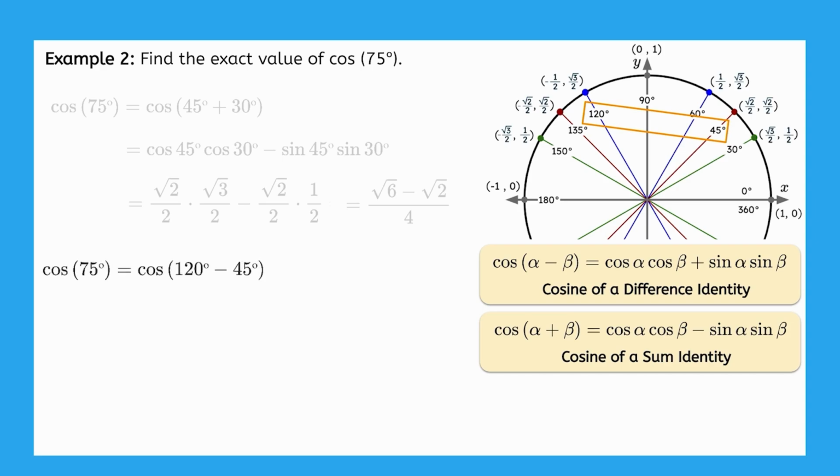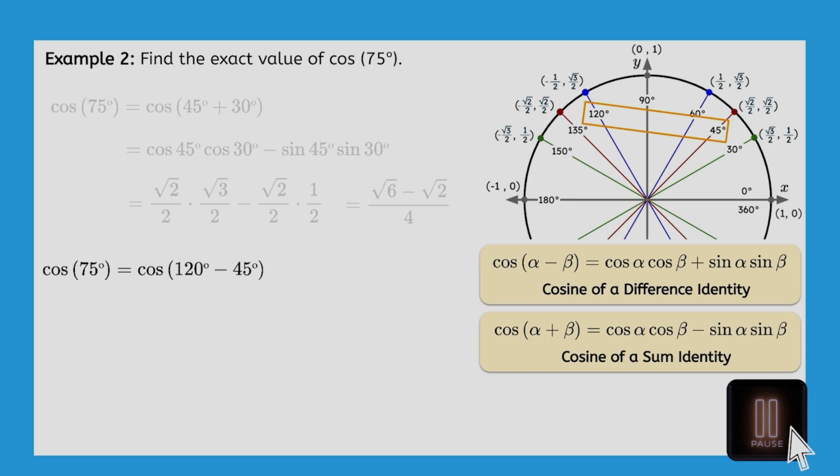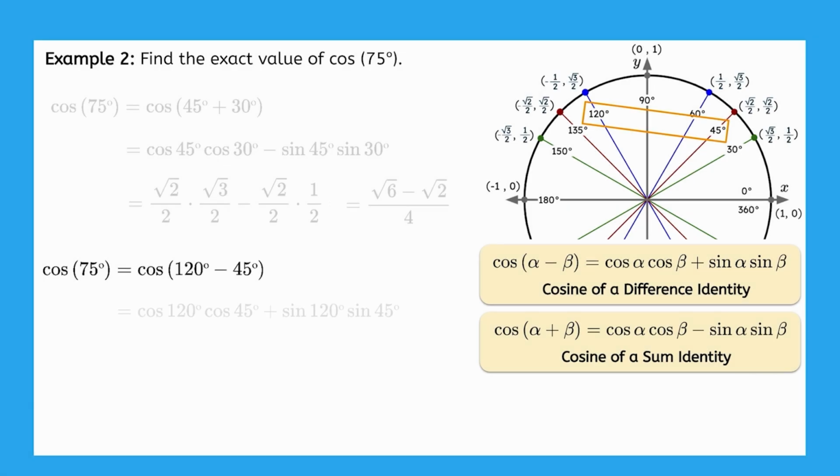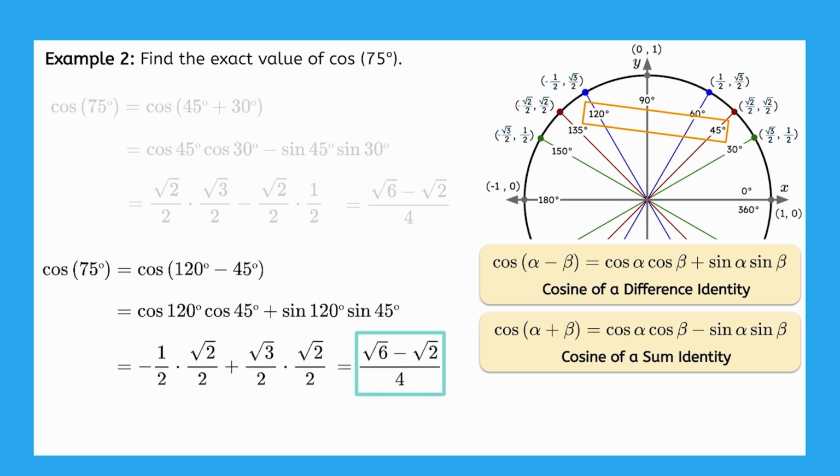Evaluate cosine of 75 degrees now using this combination, and let's see if we get the same answer. Pause the video and try it out now. Using the cosine of a difference identity, we get the exact same answer of square root of 6 minus square root of 2 over 4.